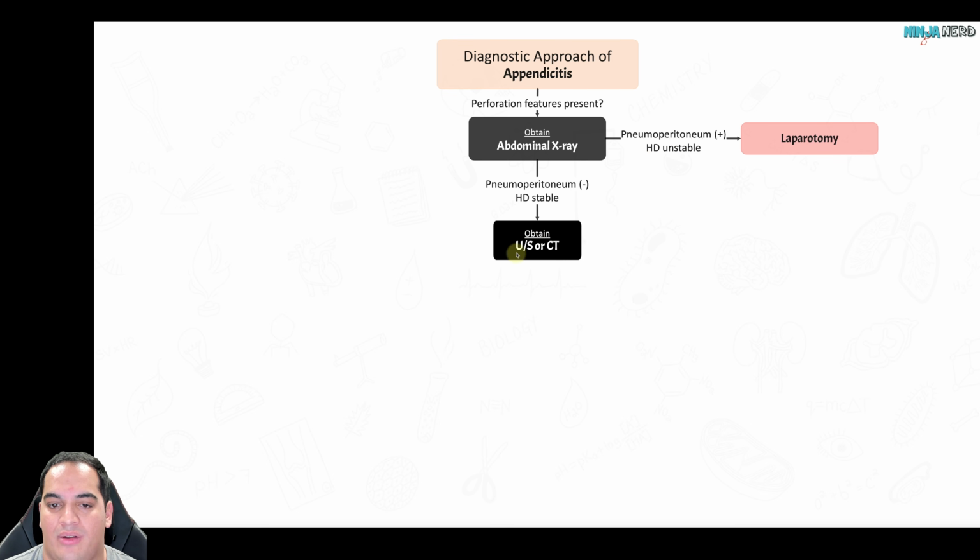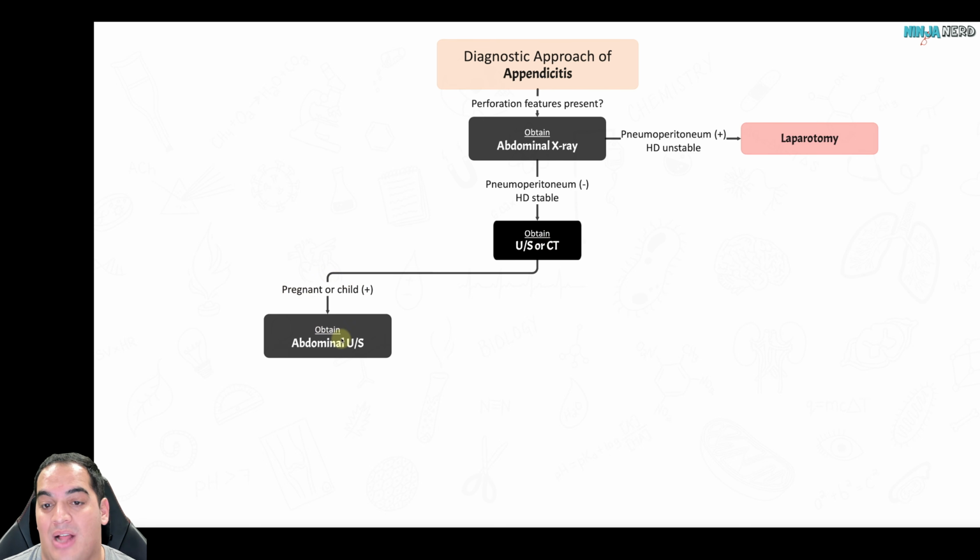I'll get an ultrasound of the abdomen, or I'll get a CT of the abdomen and pelvis. I'll get the ultrasound really in patients who are pregnant. The reason is I want to reduce any risk of radiation, especially with CT scans. And in a child, again, I want to reduce the risk of radiation, especially from the CT scan. So I'd get an abdominal ultrasound.